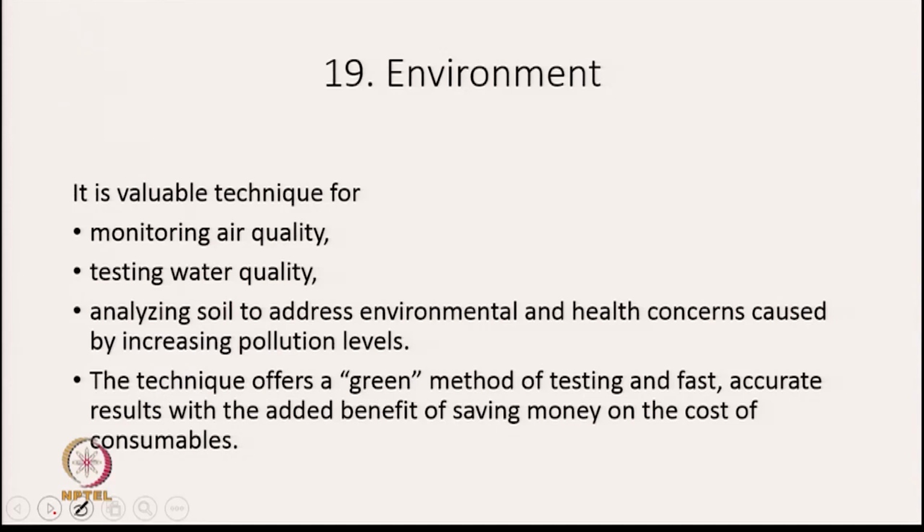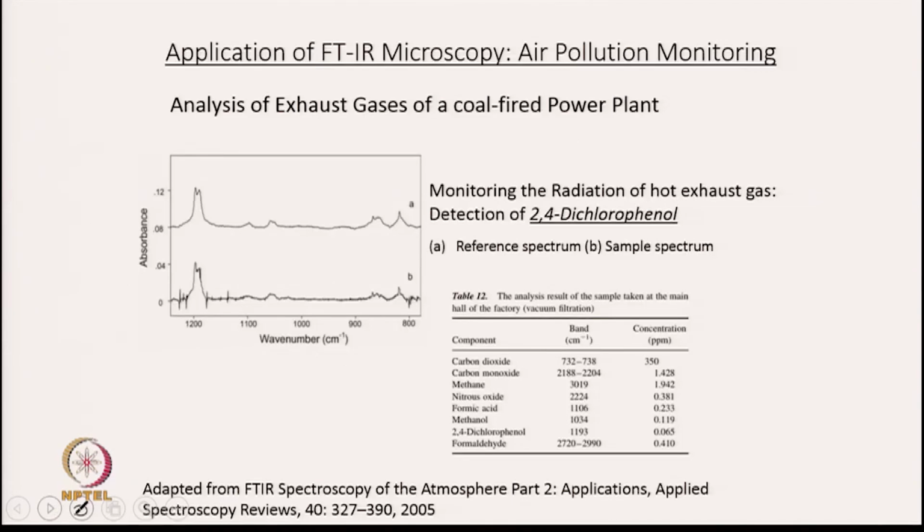There are several advantages of using FTIR spectroscopy. So, this is one example where FTIR is used for air pollution monitoring, and here you can monitor 2,4-dichlorophenol. A is your reference spectrum and B is your sample spectrum. Just by comparing the spectrum of the reference and the exhaust gas of a coal-fired power plant, you will be able to know the level of pollutants.